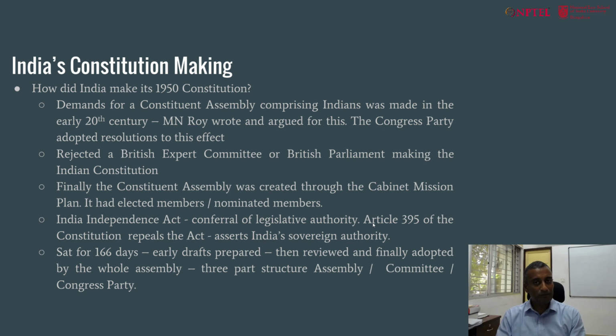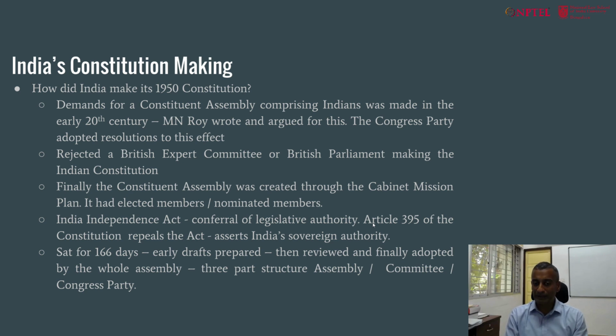The final imprimatur on Indian independence was delivered through the Indian Independence Act. The Indian Independence Act was enacted by British Parliament, recognizing the transfer of power and the conferral of legislative authority on Indian Parliament. This act was finally repealed by Article 395 of the Constitution, thereby asserting India's autochthonous sovereignty or autonomous sovereignty.